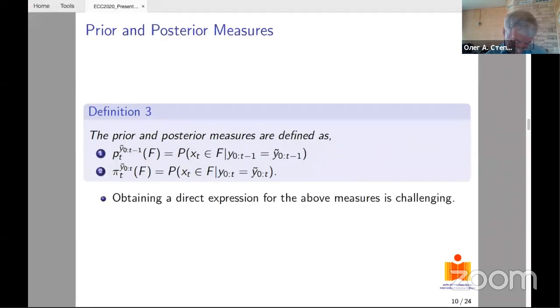The goal of particle filter is to approximate the prior and posterior measures, where the prior measure is the conditional probability of xt given past data y0 to t minus 1, and the posterior measure is the conditional probability of xt given the data until current time t. In general, there are no direct expressions for these measures.